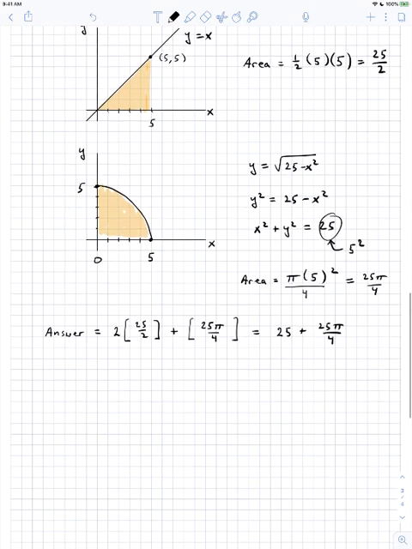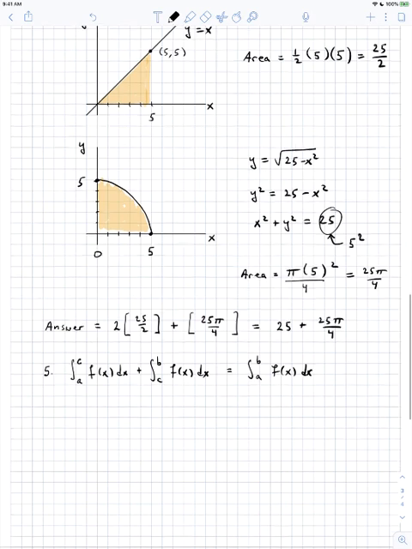Our next property is very intuitive from a geometric point of view. And it says that the integral from a to c of f of x dx plus the integral from c to b of f of x dx is equal to the integral from a to b of f of x dx. Let's draw a picture of this.